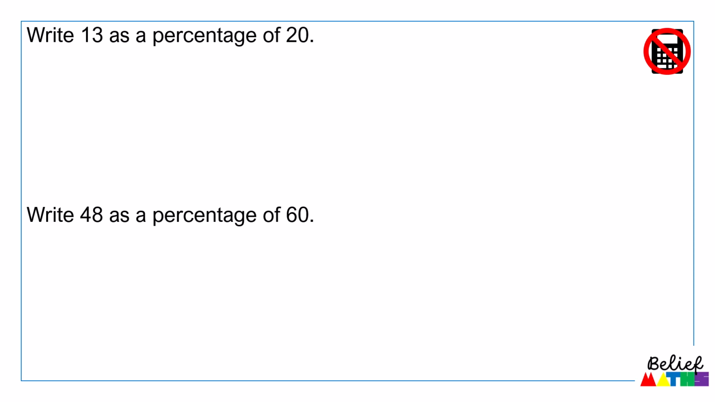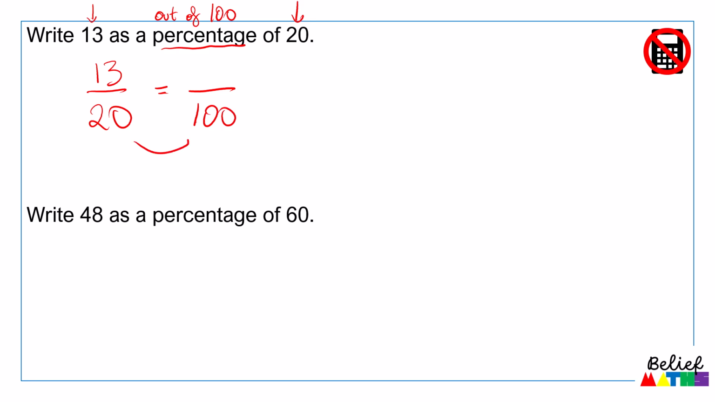Now what we're always going to do with this is we're going to start by writing as a fraction. So we've just got 13 over 20 as a fraction. Like we said yesterday in the fraction video, the first number is your numerator and the second number is your denominator. Now percentage or percent means out of 100.